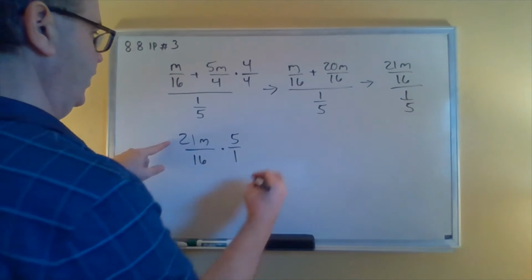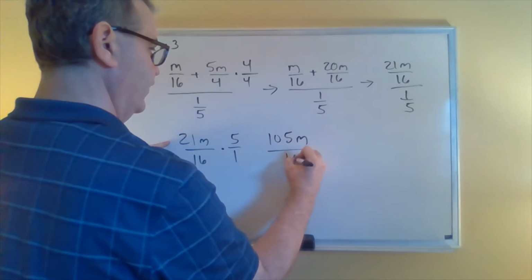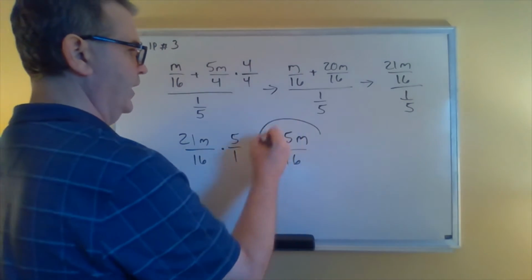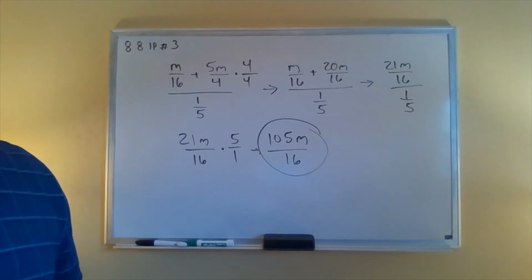5 times 21 is going to be 105m over 16. There's no more simplification I can do there, so my answer to number 3 becomes 105m over 16.